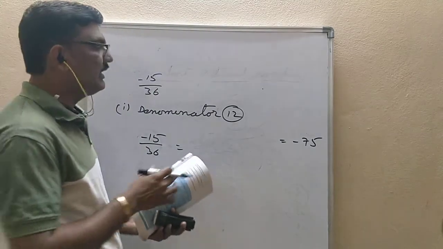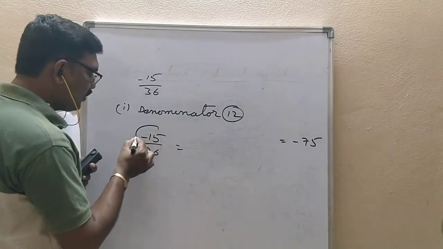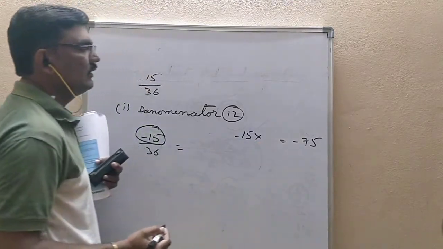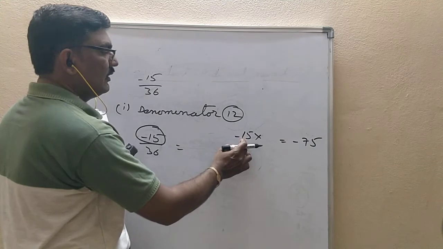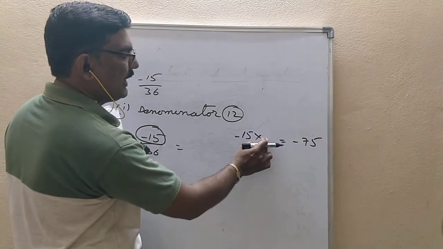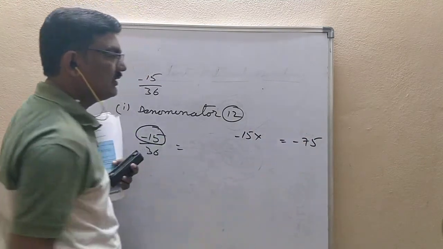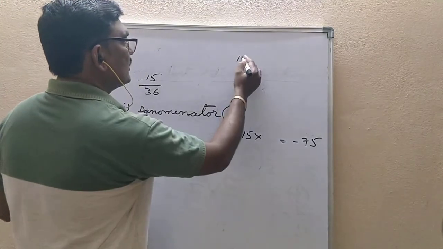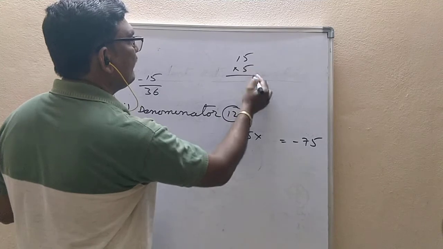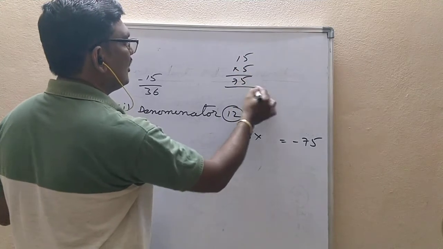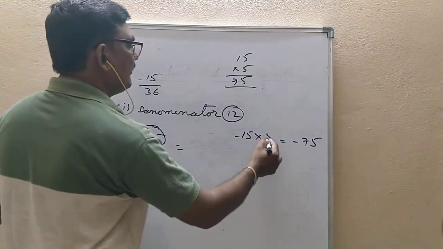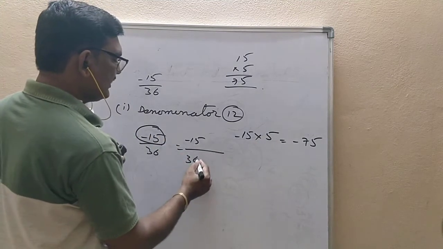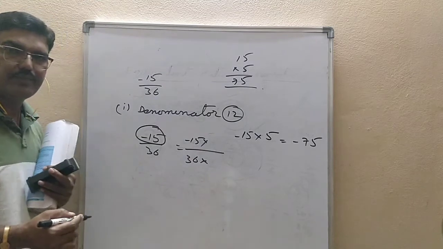Numerator, you have to get as minus 75. So what numerator do you already have in the question? Minus 15 is there. So with minus 15, what do you have to multiply to get the answer as minus 75? Minus is there, 15 is there. So if you read the 15 table, 15 5s are 75. Means minus 15 as it is you have to write, and 36 also as it is you have to write.